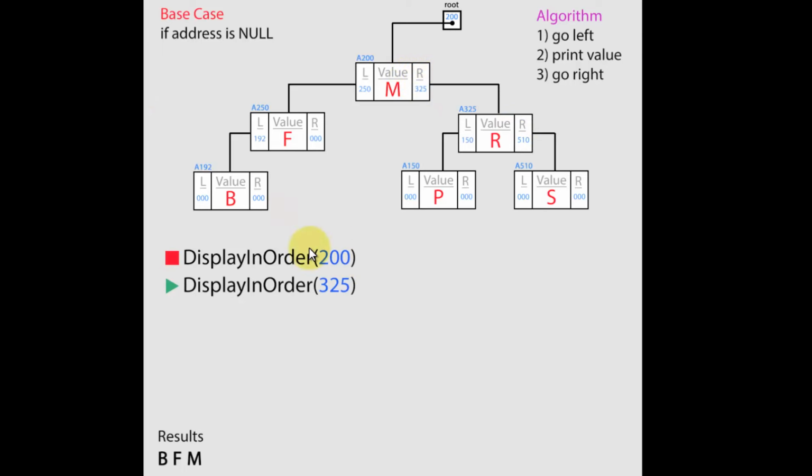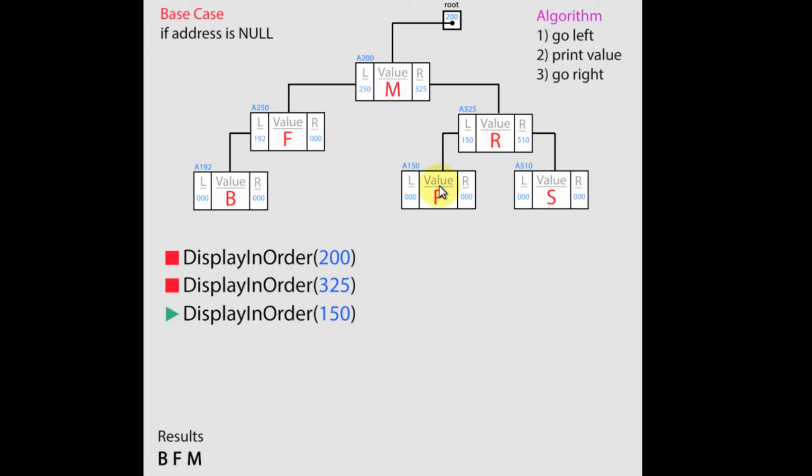Okay, so then we pause from here. We call display in order on the right node, which the address is 325. So then from here, since the base case is not met, this address is not null. There's actually a node present. So then from here we need to start the algorithm again, because this is a new function call. So we need to go left.